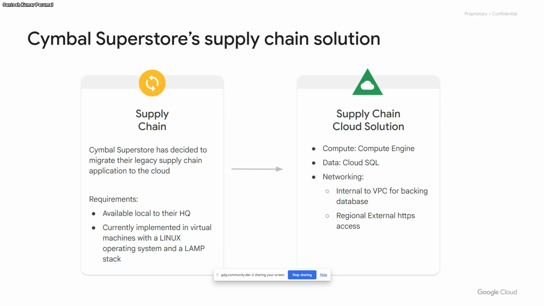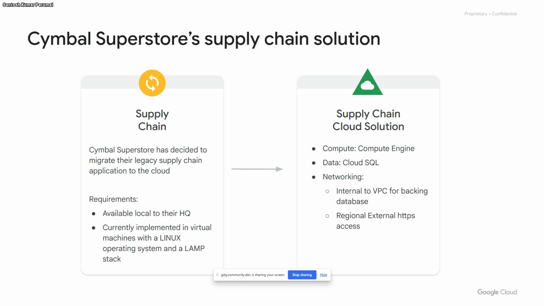So next is supply chain. Symbol Superstore has decided to migrate the legacy supply chain application to cloud. The requirement is that it is available local to their headquarters, and it is currently implemented in virtual machines with the Linux operating system. So if you could see here, the compute option is not Cloud Function or Google Kubernetes Engine. Instead, it is Compute Engine.